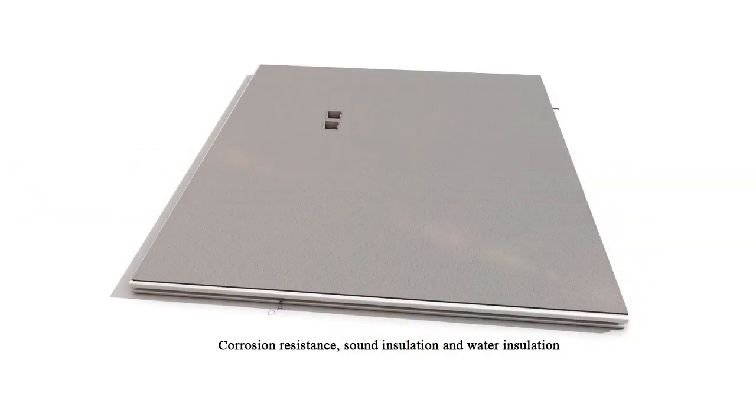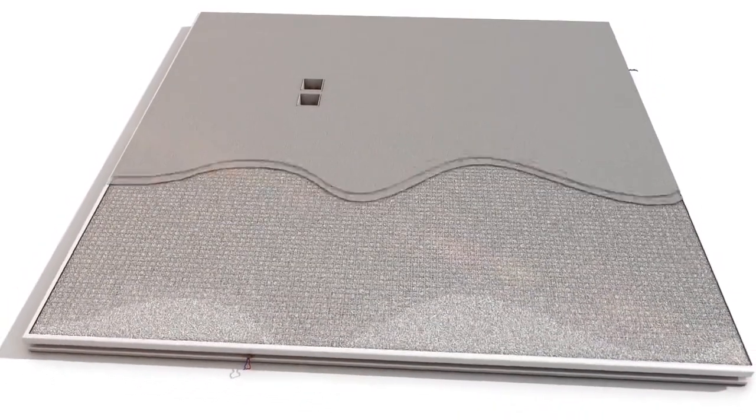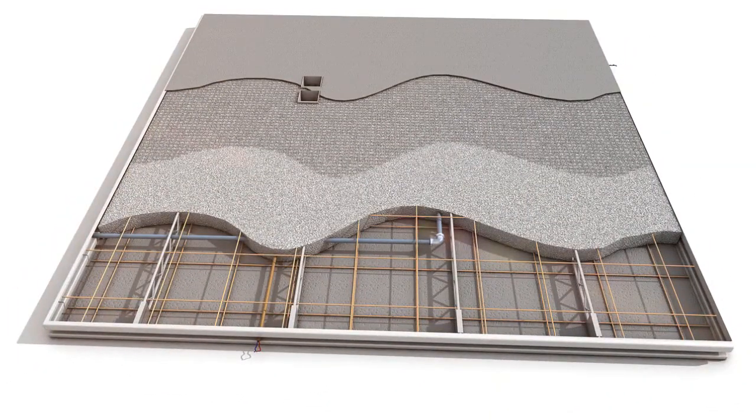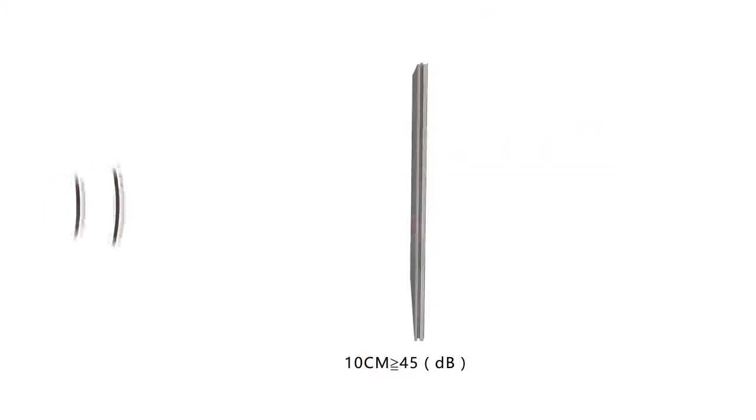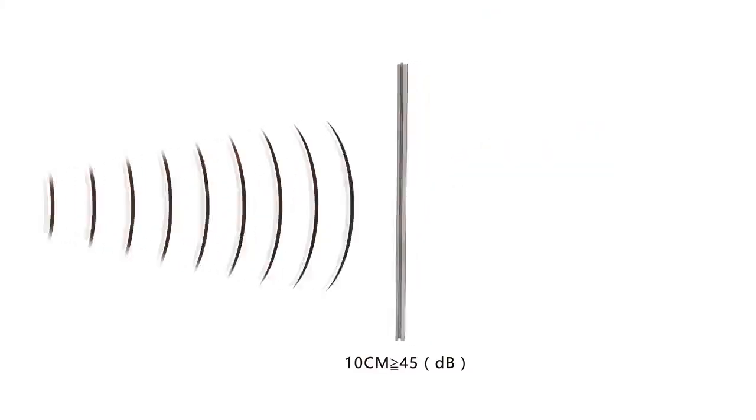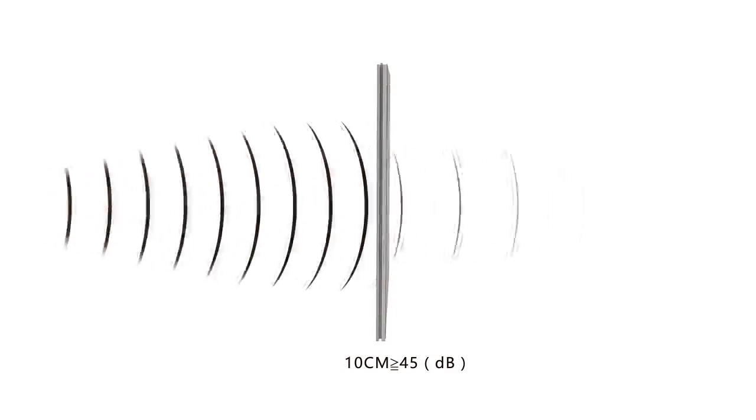Corrosion resistance, sound insulation, and water insulation. The gelling material used is sulfate aluminum cement, so the surface layer and core material have excellent acid and alkali corrosion resistance performance. The nanocomposite panel sound insulation factor is greater than or equal to 45 decibels.